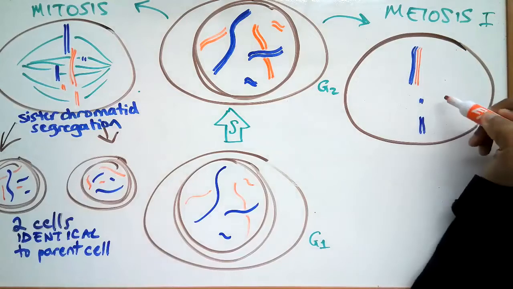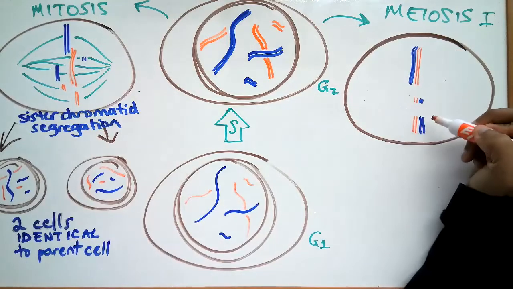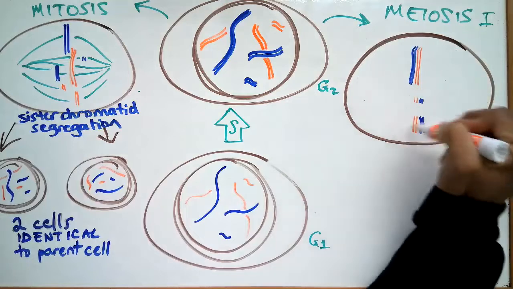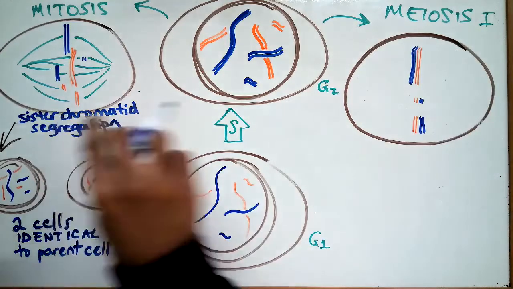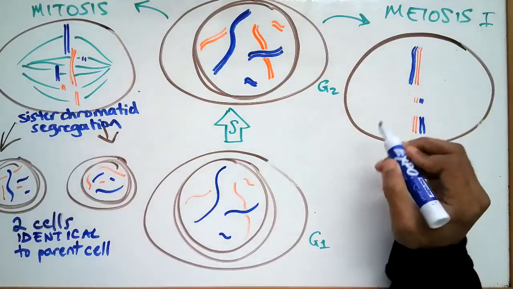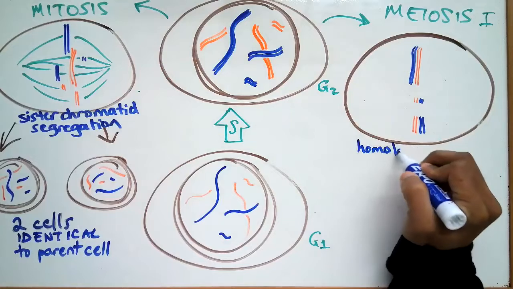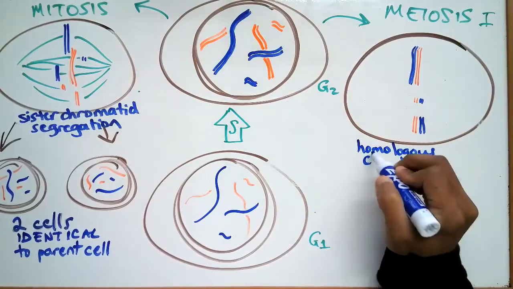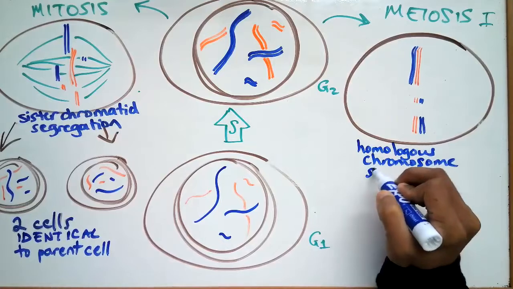And which one goes on the left, which one goes on the right is randomized. We'll talk about that a little bit later. And so this is the lineup. And what you do during meiosis 1 is you don't segregate or separate the sister chromatids from each other. This is where you do segregation of homologous chromosomes. So homologous or homolog segregation is what occurs here.